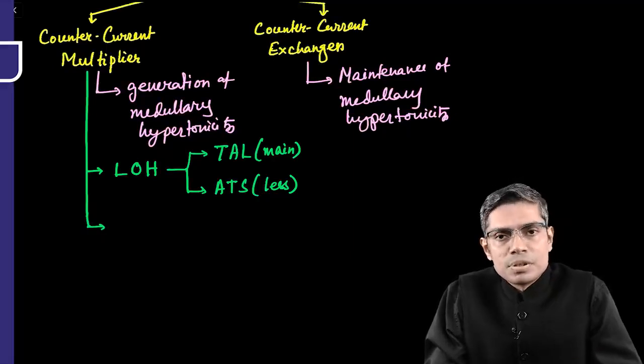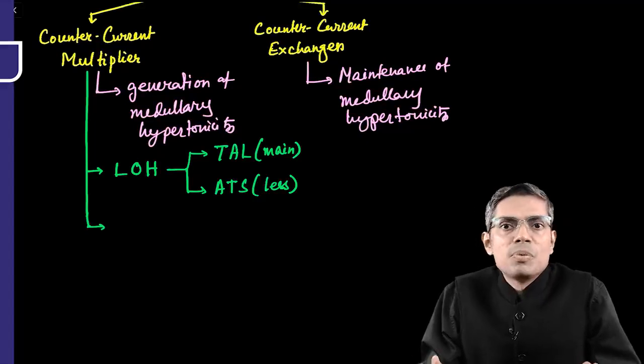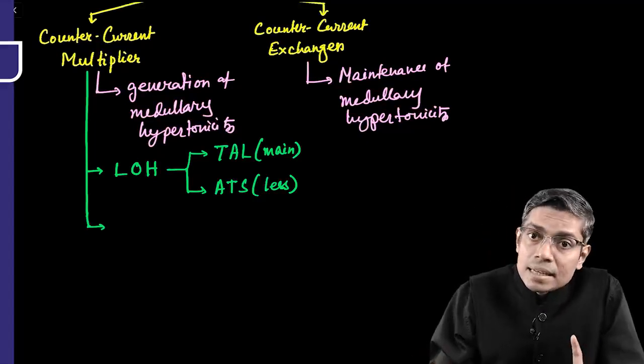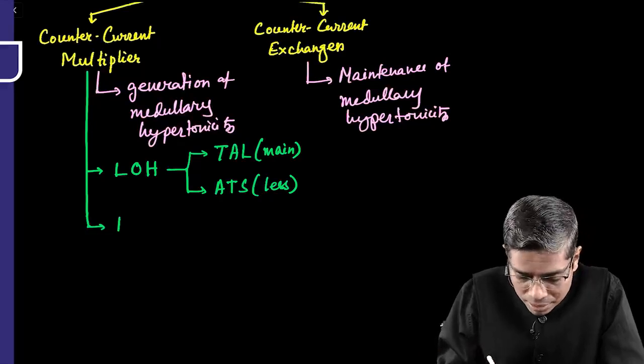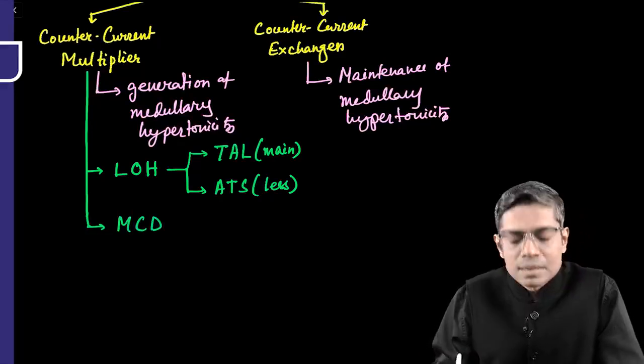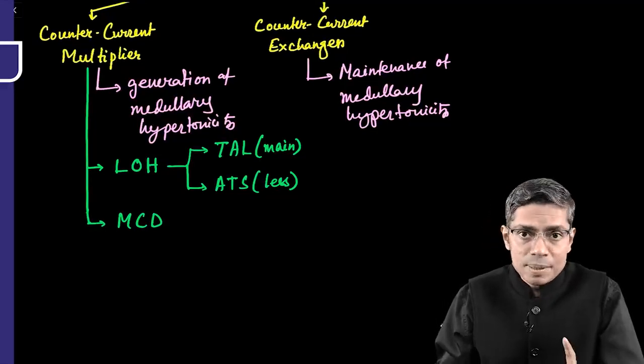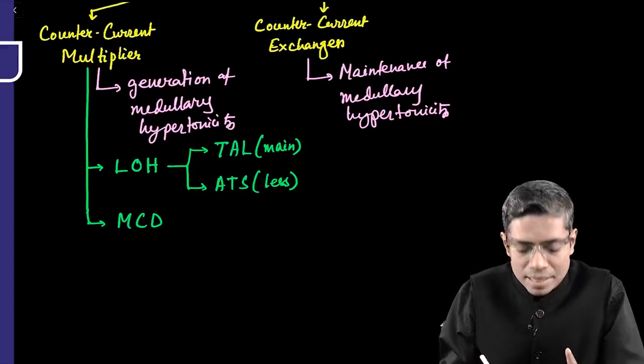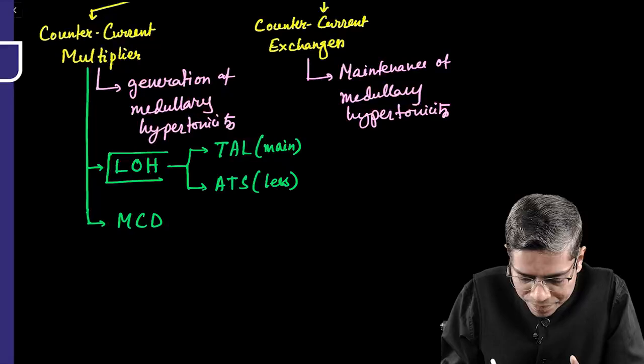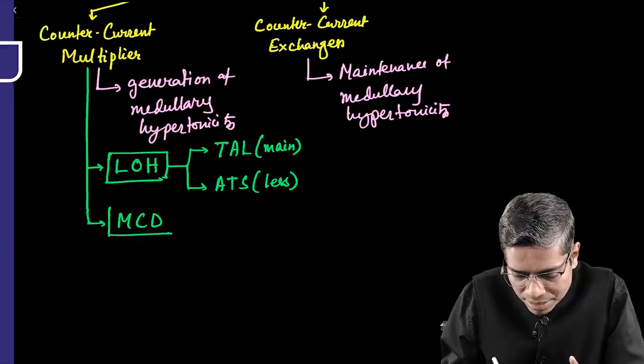But also remember that apart from the loop of Henle, the collecting duct, particularly the medullary collecting duct, is also a component of the countercurrent multiplier. I'll explain why I'm including the medullary collecting duct also. So the loop of Henle is there and the medullary collecting duct.